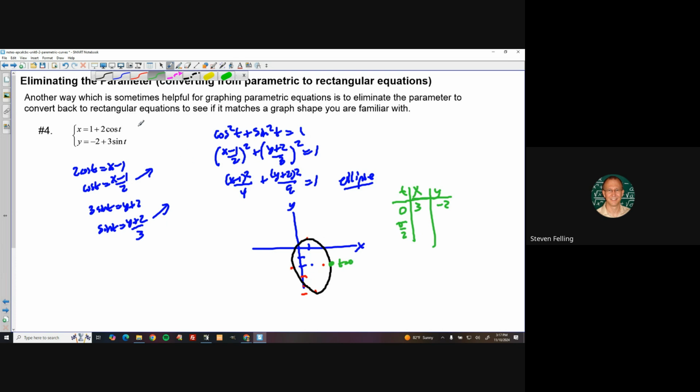And if I try pi over 2, then x is 1 plus 2 times the cosine of pi over 2, which is 0, so that would be 1 for x. And negative 2 plus 3 times sine of pi over 2 is 1. That would be 1 for y. So we're at the location 1, 1, which is here when t equals pi over 2. And that means that we have to add our direction arrows this way, because we're going this way around the curve. All right, so that is a parametric plane curve with direction arrows for this particular parametric set of equations.